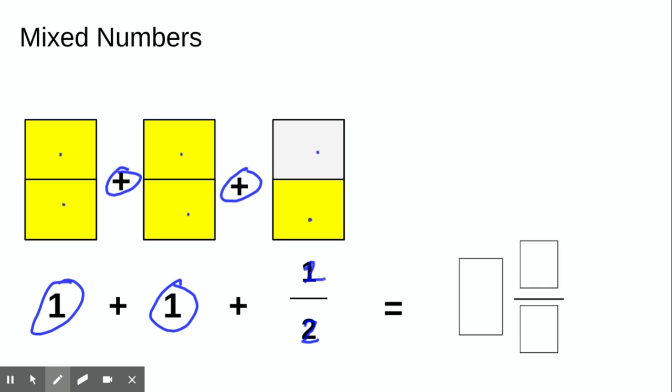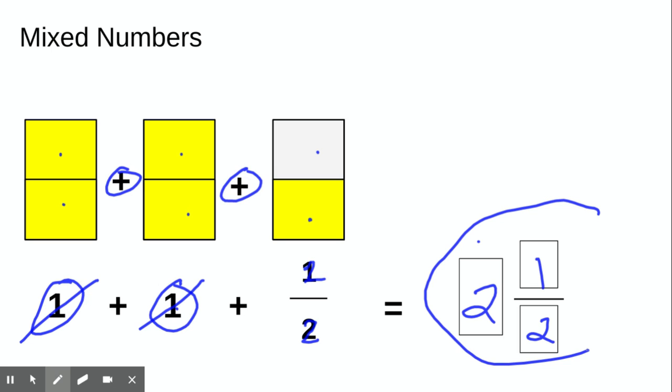So let's add up our whole numbers first to see what we can put into this box. 1 plus 1 is 2. And then we have our fraction left, which is 1/2. So if we add 1 plus 1 plus 1/2, we would get 2 1/2. And that is a mixed number because it's mixed with a whole number, which is our 2, mixed with a fraction, which is 1/2, to get 2 1/2.